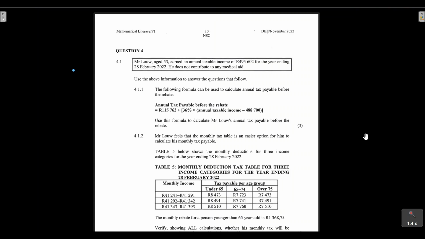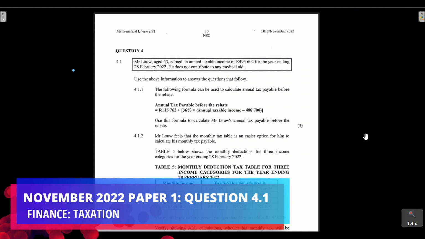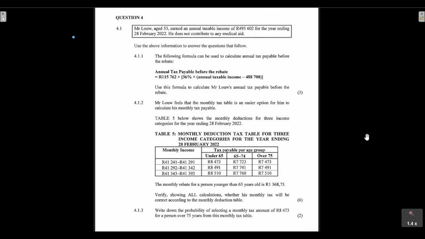In today's video tutorial, guys, we are going to be tackling question 4.1 from the grade 12 mathematical literacy paper 1 that was written in November 2022. And this question basically deals with taxation, right?